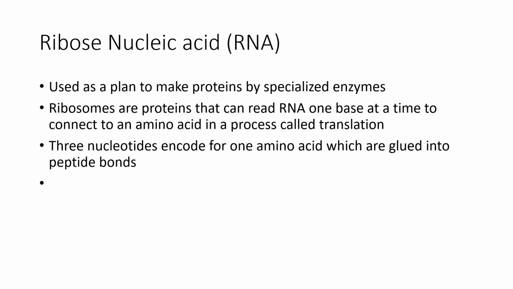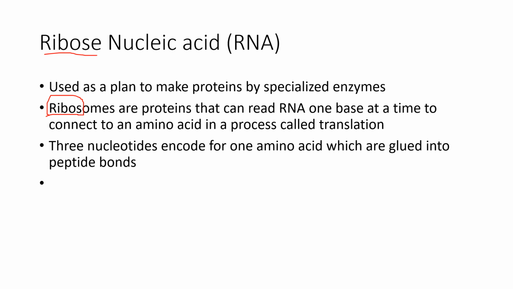Now, let's go a little bit more into ribose nucleic acids. These are used as a plan to make proteins directly by specialized enzymes. The specialized enzymes are called ribosomes. And one of the things I want you to pay attention to with ribosomes is this word here, ribose, which tells you it's associated with the ribose sugar.